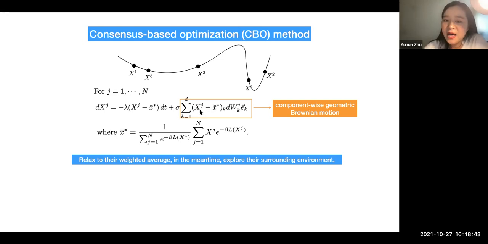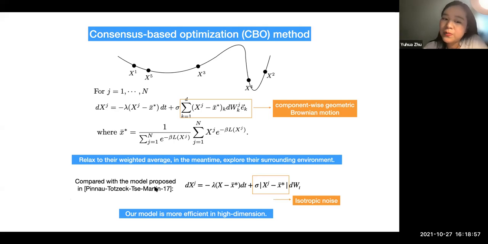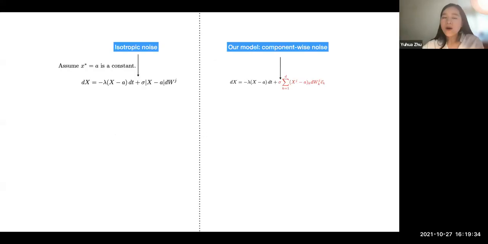For the diffusion term, we let it be proportional to the distance of x_j to x bar star, and we call it a component-wise geometric Brownian motion. Compare this to another model proposed in 2017, which uses isotropic noise. Basically, they use the distance of x_j to x bar star, which is the same in all dimensions. In our model, it is different in each dimension. So in the high-dimensional case, our model is much better because our model is independent of dimensionality. Why is it independent of dimensionality?